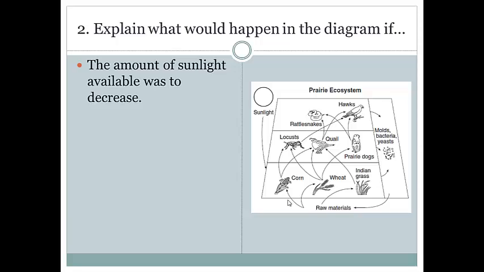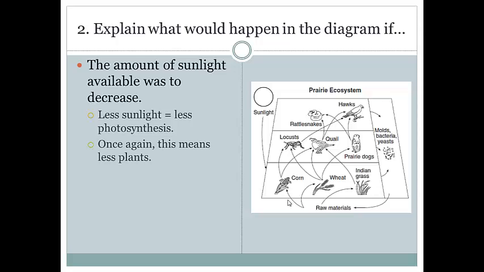The next question asks, what would happen to the prairie ecosystem if the amount of sunlight was to decrease? Again, sunlight is needed for photosynthesis. So with less sunlight, we have less photosynthesis. So it means that we'll have fewer plants. There'll be less biomass at the bottom of the pyramid. So fewer producers means fewer consumers. If I make the base of my pyramid smaller, all the layers on top of that base are going to have to be made smaller too.